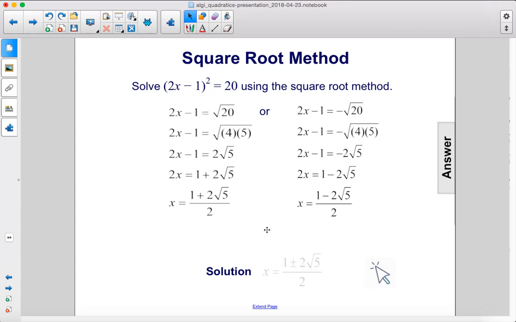So we see that our solution is x equals (1 plus or minus 2 square roots of 5) over 2, because this is a plus sign here and this is a minus sign here, so we can combine those into two different solutions.